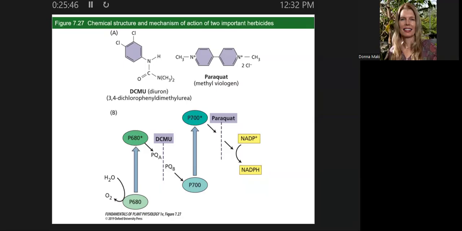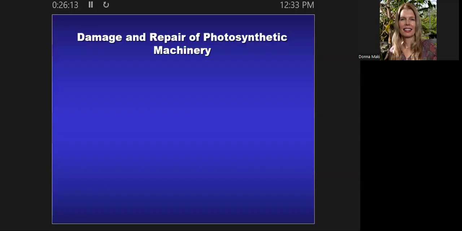Their ability to transfer electrons. You can see, so with DCMU they actually know exactly what part of the light reactions you're impacting. And then paraquat is another herbicide. And you can see that one is toward the end of the light reactions where it messes it up. Some plants are more sensitive to these herbicides than others. So there's lots of things that can go wrong, including damage. Sometimes you'll get some aspects of the photosystems damaged, for example.